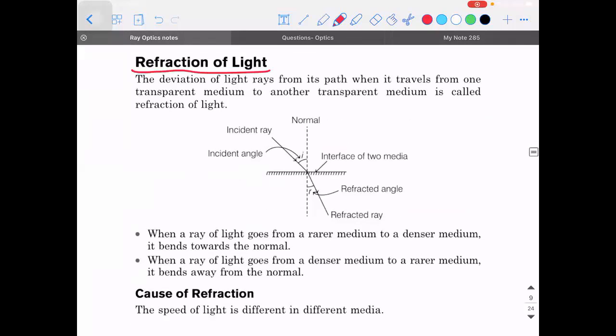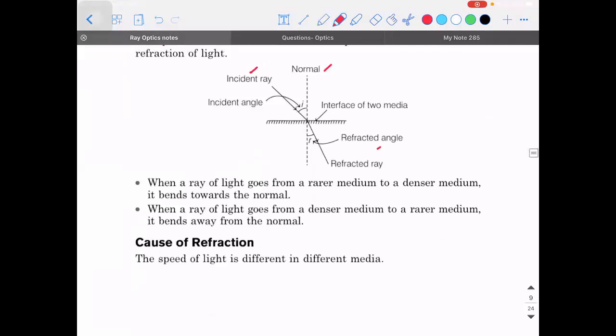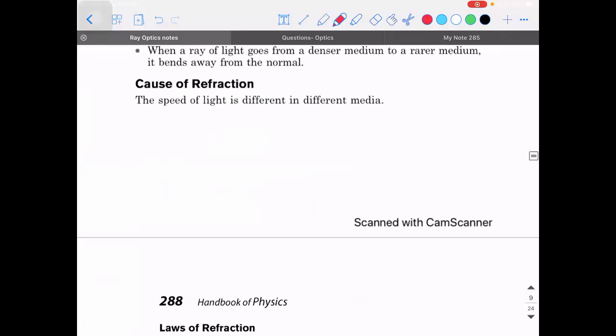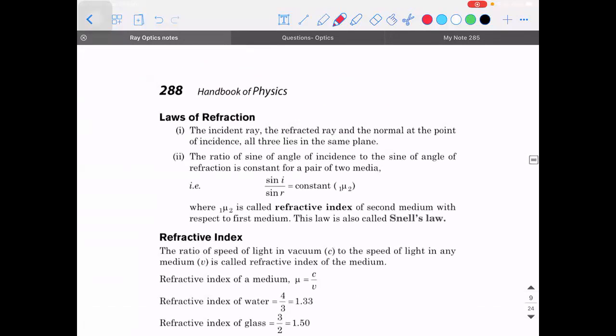So refraction of light, you people know, right? Incident ray, refracted ray will bend towards the normal when it is traveling from rarer to denser medium. It will refract away from the normal when it is traveling from denser to rarer. Now the point is, what is the cause of refraction? It is the speed of light, which is different in different media. So what are the laws of refraction? At this point also you should know. So what are the laws of refraction?